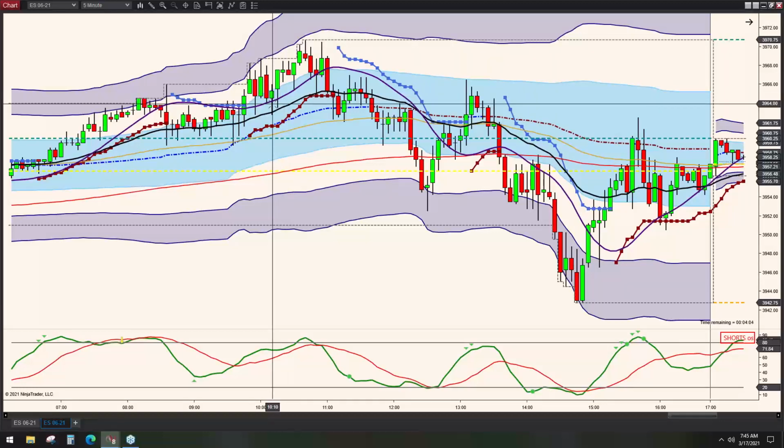So it's going to come down to your style. Do you want to take multiple entries, shooting for a couple points off the 1-minute chart, or do you want to take it off a larger chart and wait for the bigger targets? Only you can decide what's best for you.